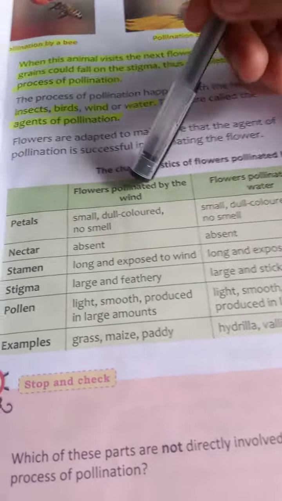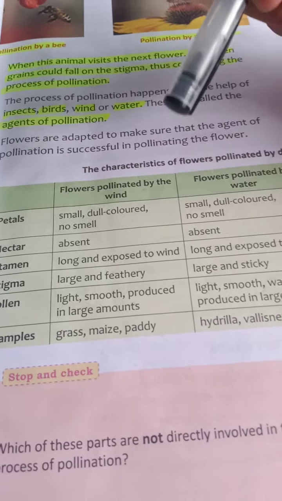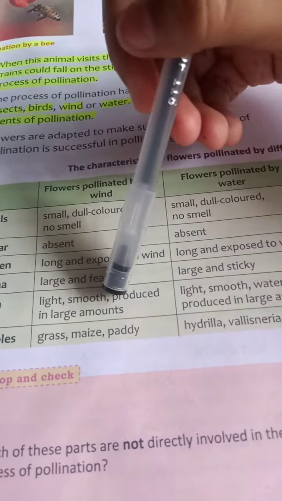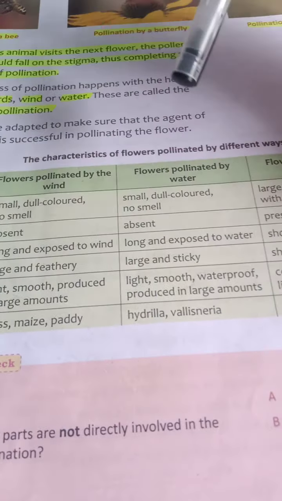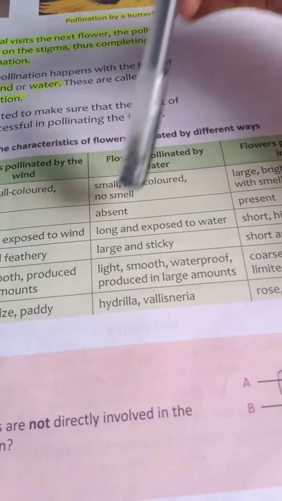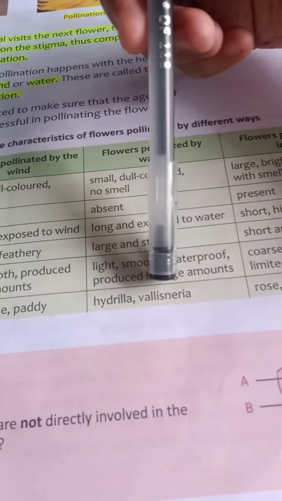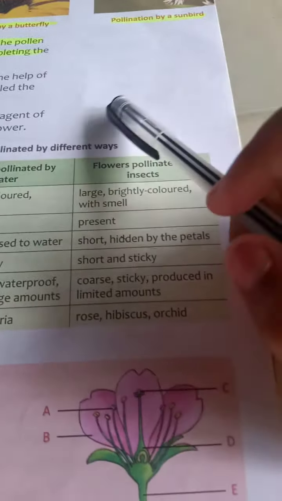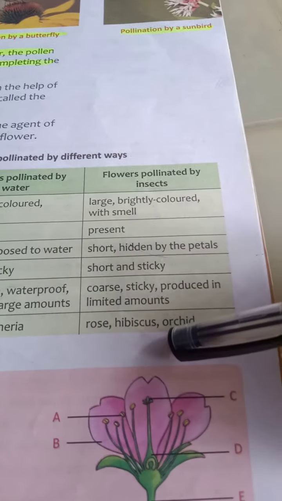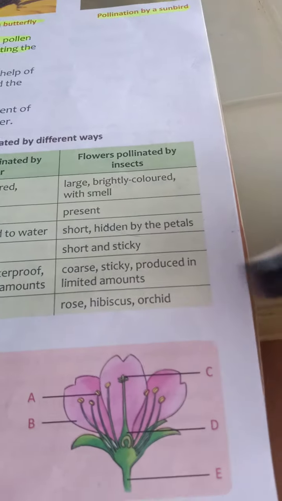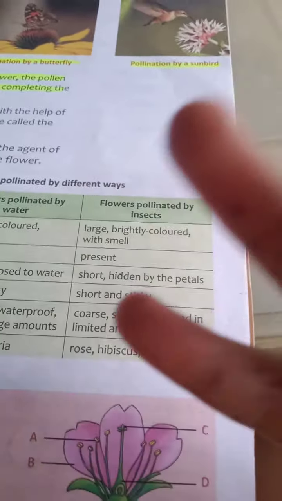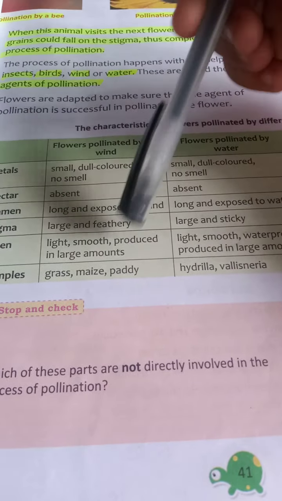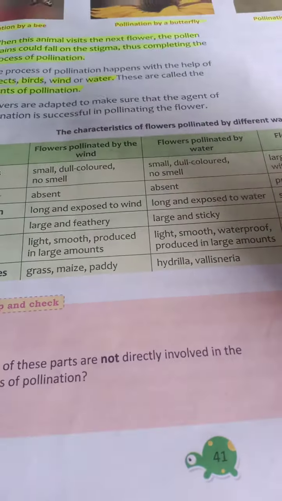Pollen. The pollen grains in the flowers that are pollinated by wind are light, smooth, and produced in large amounts. And the pollen grains in the flowers pollinated by water are light, smooth, waterproof, produced in large amount. Both are produced in large amounts. And flowers that are pollinated by insects, the pollen grains are coarse, sticky, produced in limited amounts, not a large amount. Okay.